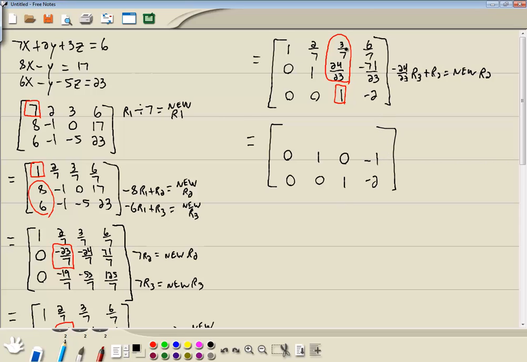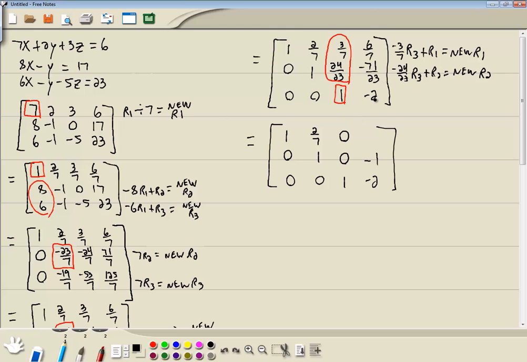Okay, now we want to get a 0 here. So we ask ourselves, what times this 1 can we then add to this 3 7ths to give us a 0? Well, it'll be negative 3 7ths. Remember, it's always the opposite number from this. So negative 3 7ths times row 3, and we'll add that to row 1 to give us our new row 1. Okay, negative 3 7ths times 0, 0 plus 1 is 1. Negative 3 sevenths times 0 is 0 plus 2 sevenths is 2 sevenths. Negative 3 sevenths times 1 is negative 3 sevenths plus 3 sevenths is 0.